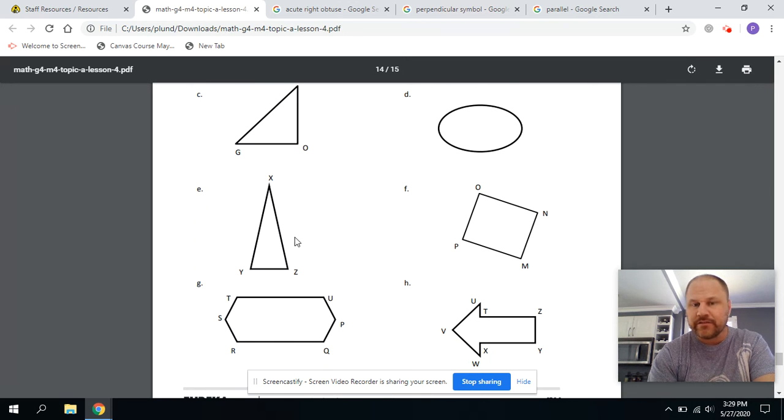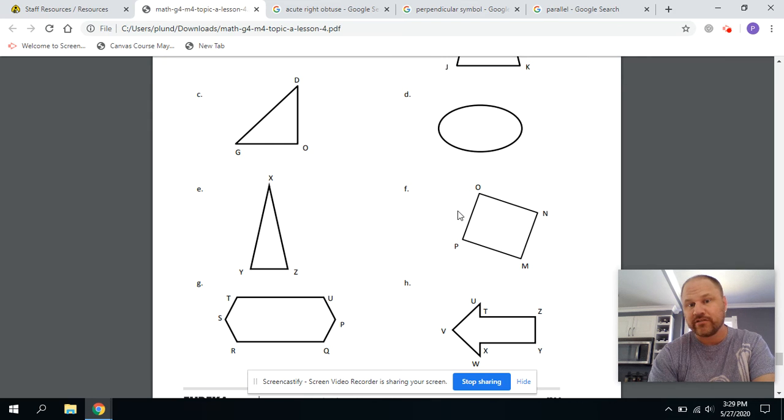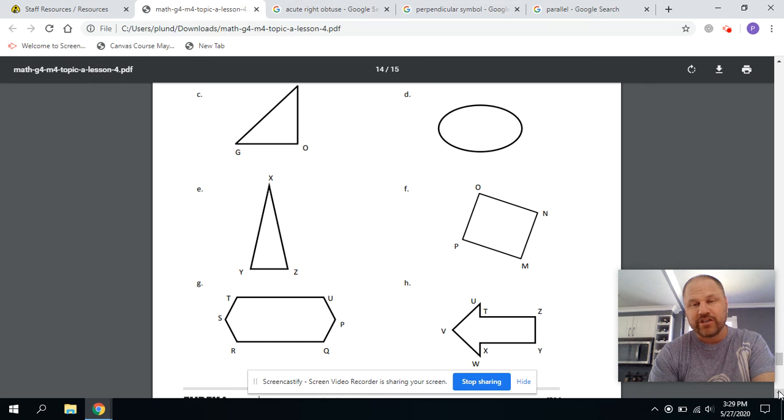There's no parallel here. There's lots of parallel here because that looks to me like a square or a rectangle. So line OP is parallel to line NM, and line ON is parallel to line PM. So much like yesterday's lesson, except we're doing parallel, say it with me, parallel lines as opposed to perpendicular lines. Okay.